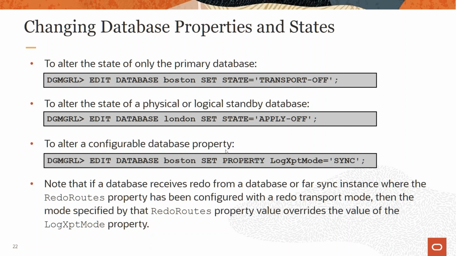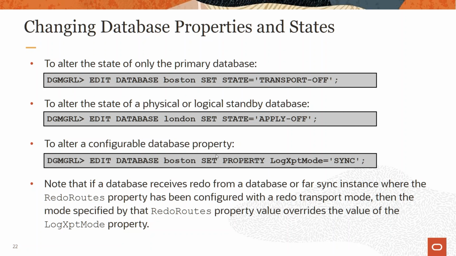And also, how do you want to transport redo? So you can also change it, a database property. In this example, log export mode is synchronous. So we want to transport redo synchronously.